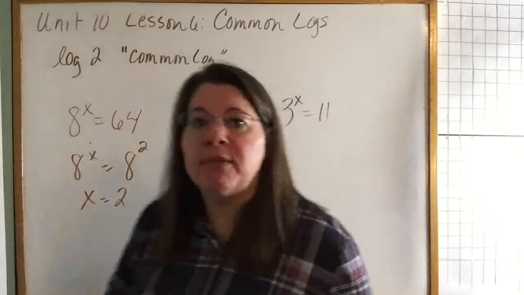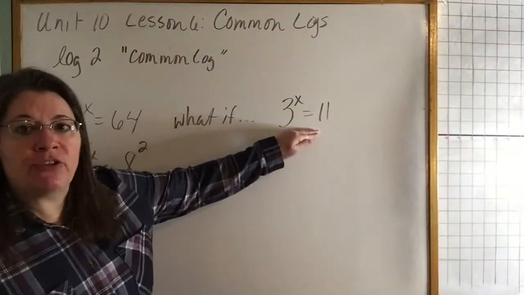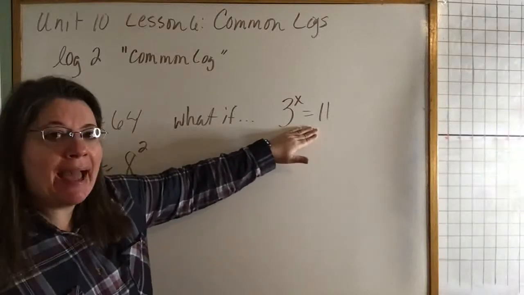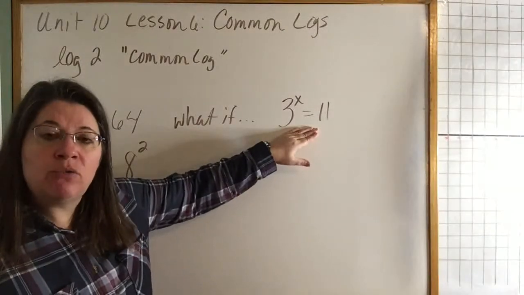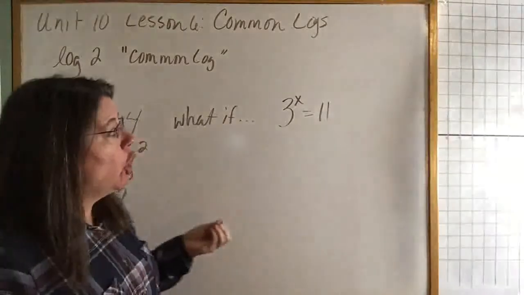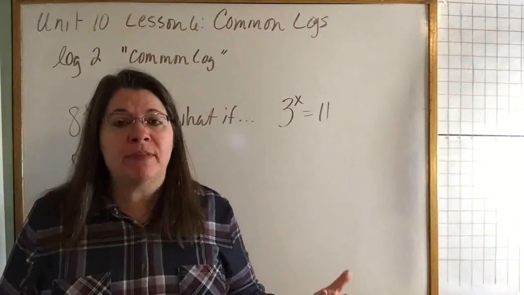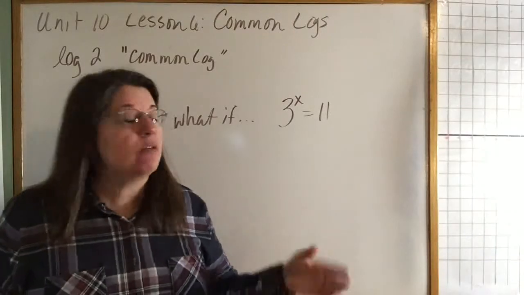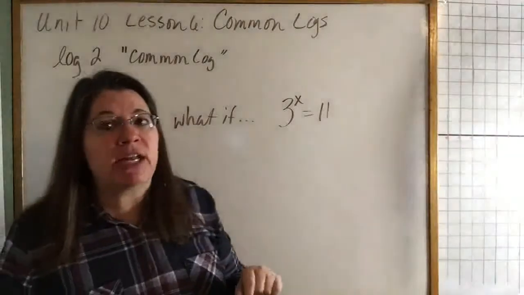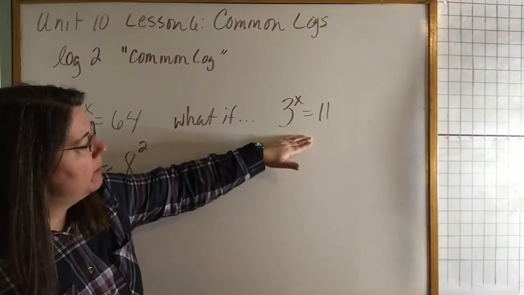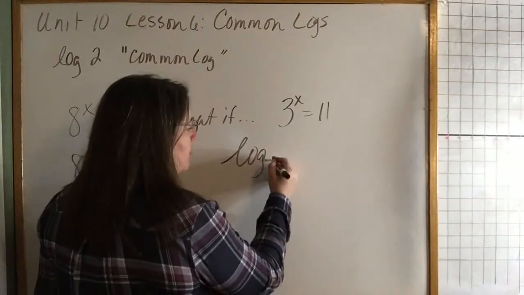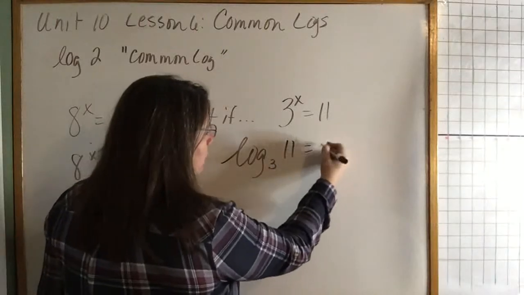But what if we have something like this, where we don't have bases that are the same? With that, there is no way I can solve that unless I use logs. And this is what I meant when I said earlier in the chapter that logs are going to open up all sorts of problems that we haven't been able to solve yet. Because with this, if we convert that to a common log, we're going to be able to solve it very easily. With this, we could convert that to log base 3 of 11 equals x.